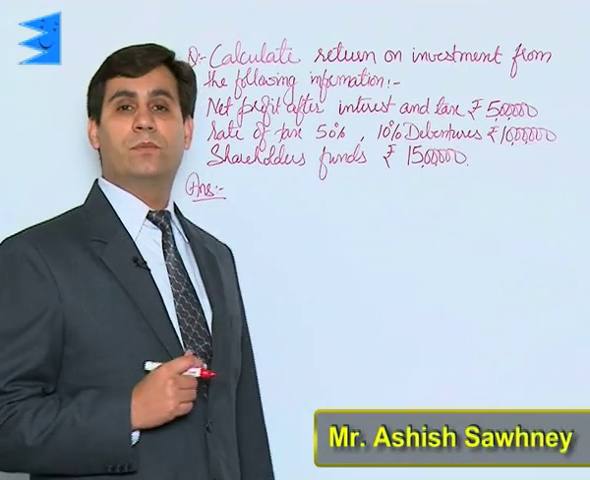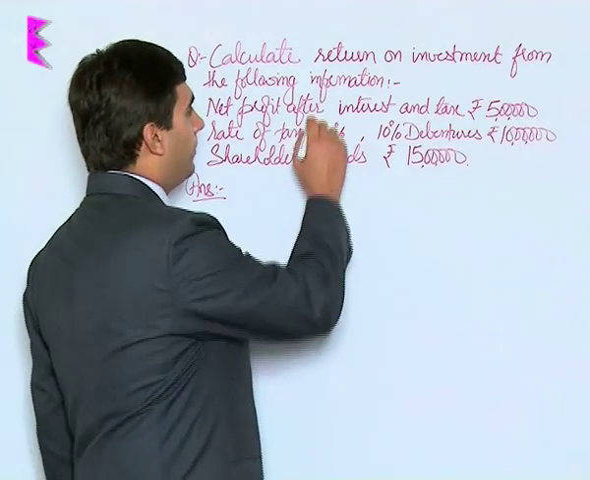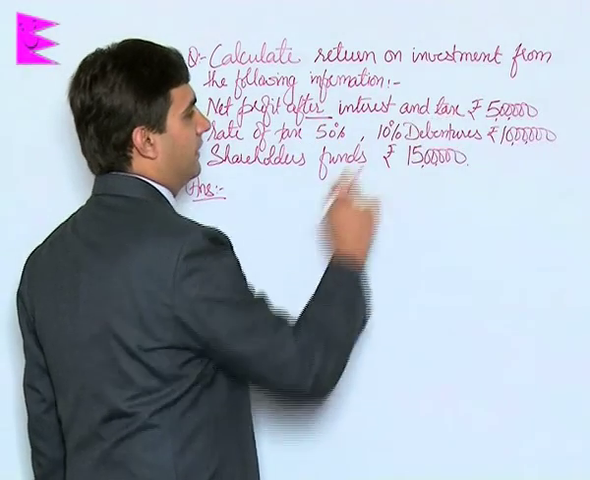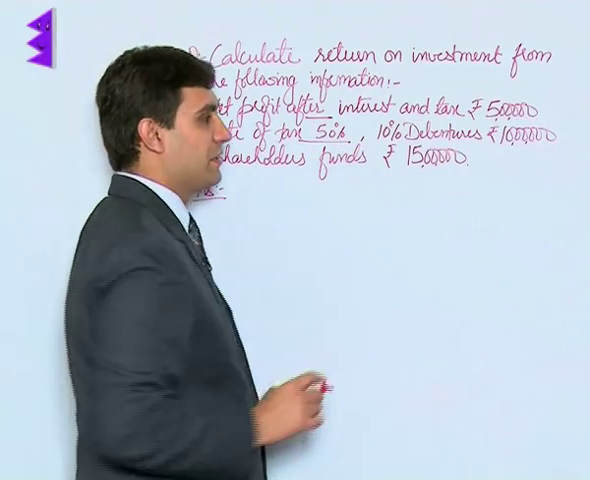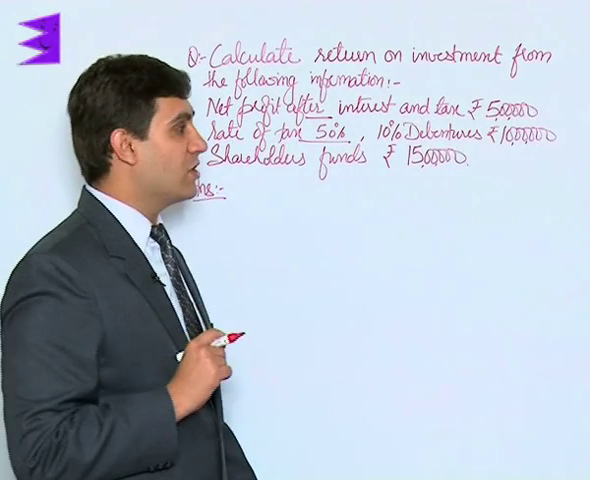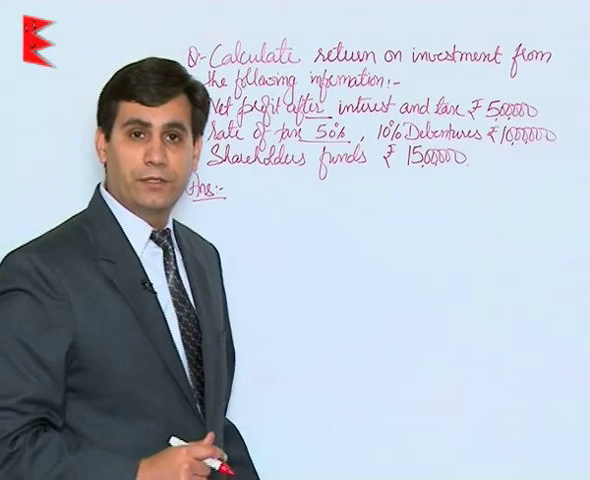Calculate return on investment from the following information. The information includes net profit after interest and tax rupees 5 lakh. Rate of tax is given to be 50%. 10% debentures are for rupees 10 lakh and shareholders funds are given to be 15 lakh.